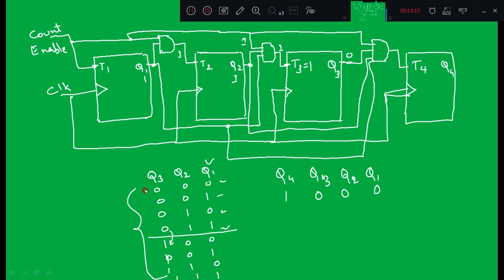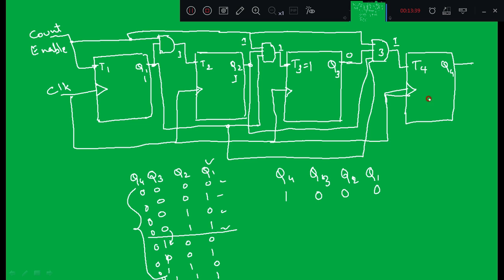So for all these first 8 combinations, Q4 is equal to 0, right? And after 8 clock pulses, the output of a third AND gate will become 1, and T4 will become 1, and Q4 toggles, right? But what is the disadvantage of this circuit here?